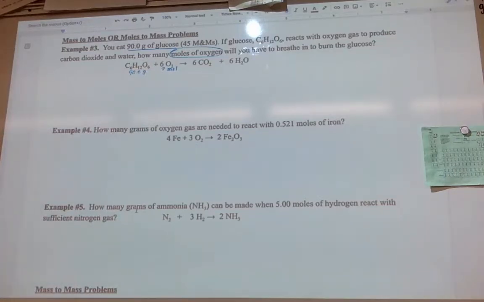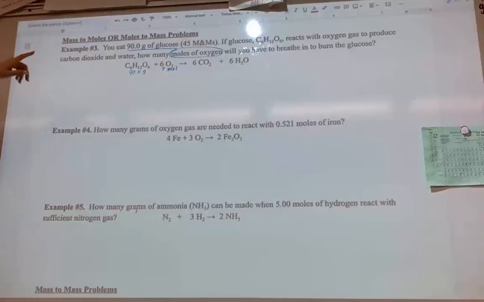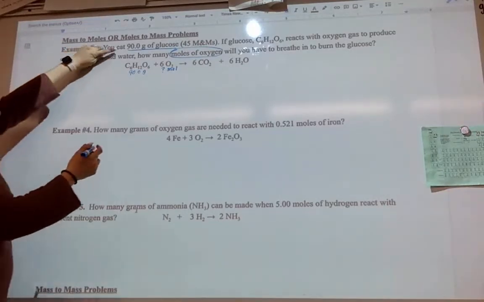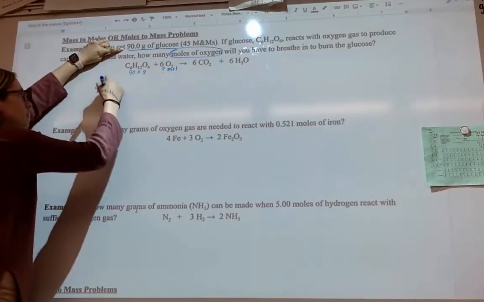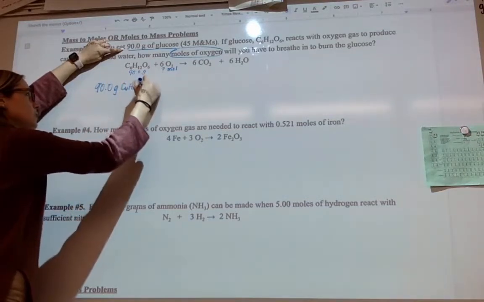Now let's go through those 4 steps. Do we already have a balanced equation? Yeah, right here's the balanced equation. You have some coefficients. It's balanced. Write down your given information. So 90 grams of C6H12O6.